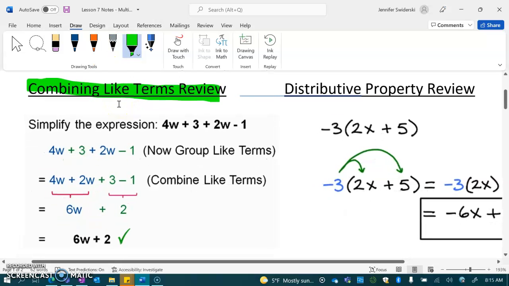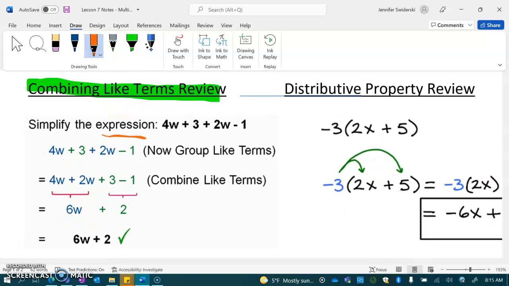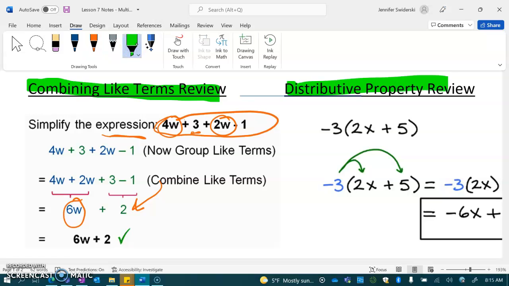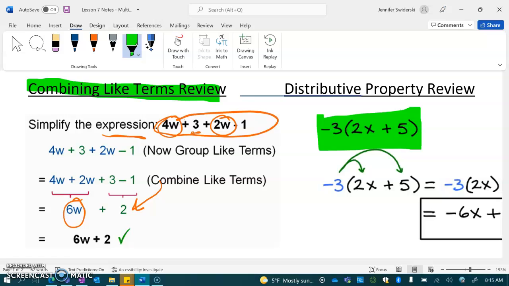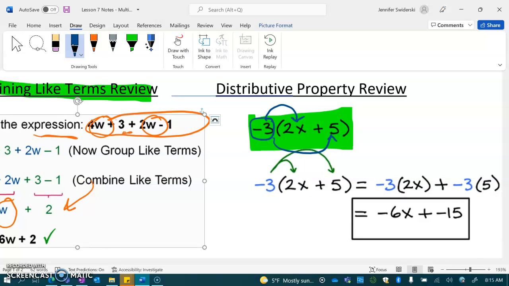So when we look at this, we learned earlier this year that an expression is a math sentence without an equal sign. We learned 4W and 2W can be combined together to make 6W. And we learned that 3 and -1 are like terms that can combine to give you +2. Another thing we learned about is the distributive property. So if I were to give you this expression here, we're going to multiply -3 times 2x and -3 times 5 to give me -6x minus 15.